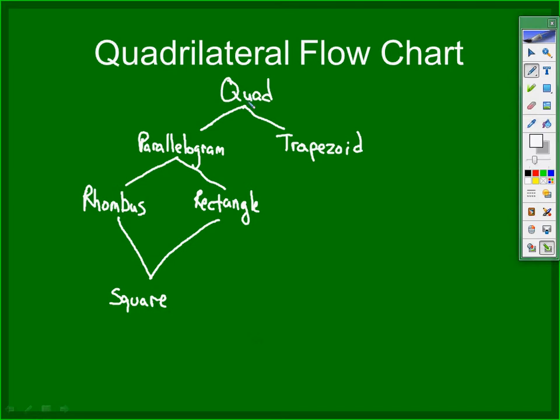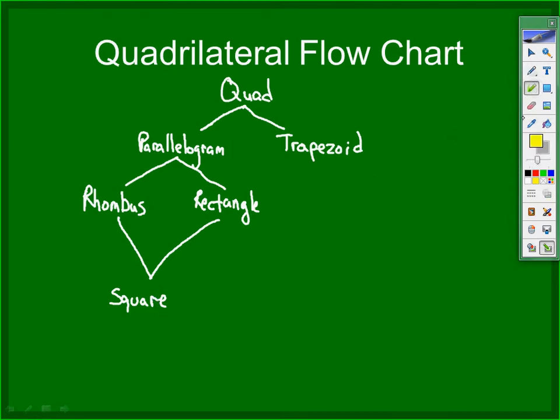So when it comes to quadrilaterals, our first question is, how many pairs of parallel sides? 2 pairs or 1 pair? And if we have 2 pairs, are all the sides congruent? Are all the angles congruent, being 90 degrees? And if the answer to both of those questions is yes, then we'd be talking about a square.